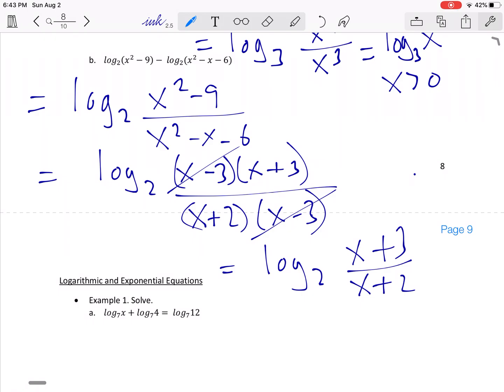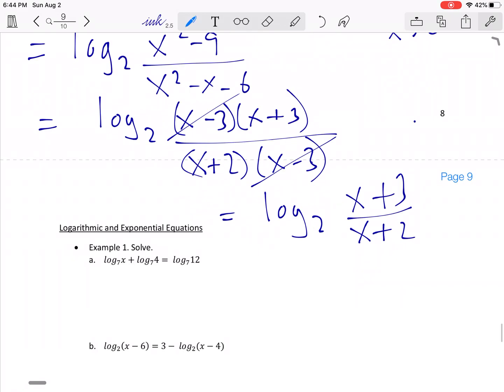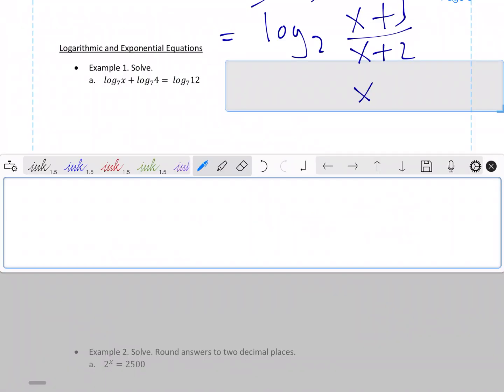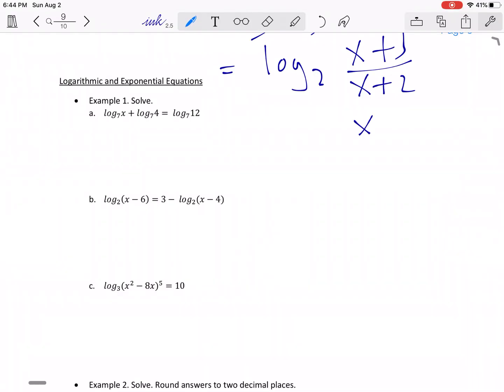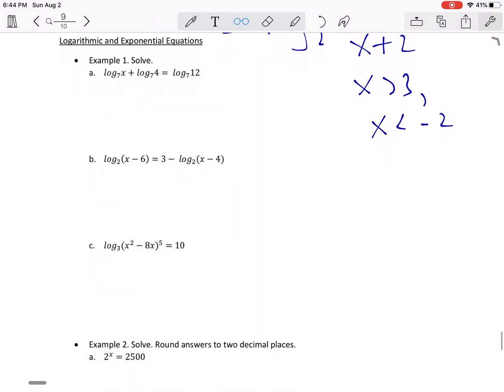Okay, and same thing, we want this to be greater than 0. So you have to have x has to be either greater than 3 and less than -2, right? So in order to get you values that are greater than 0.